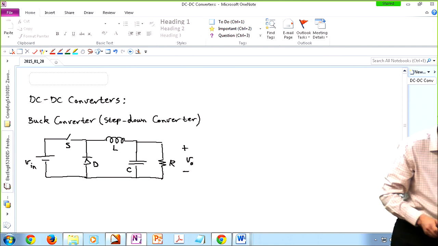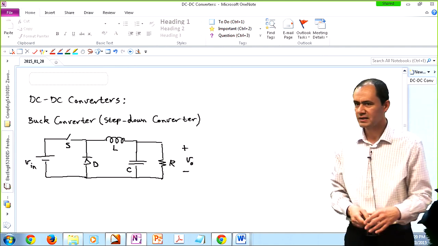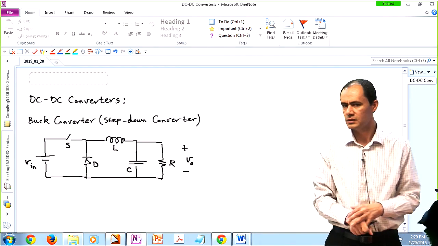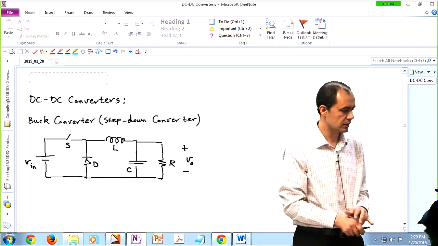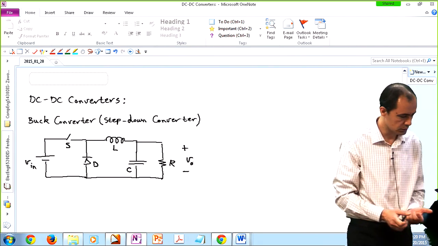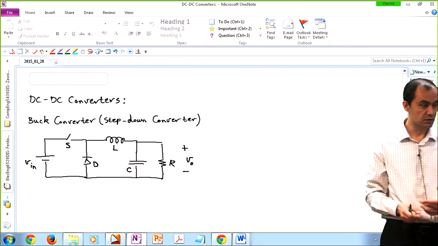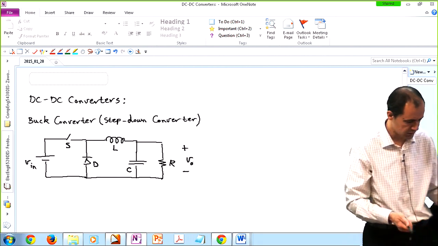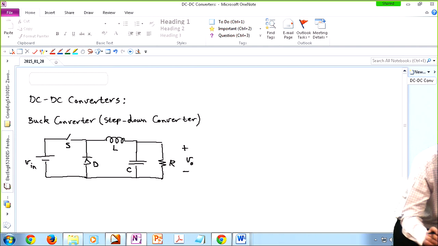And the output voltage. Now be careful about this letter D, because sometimes it is the name of a diode, sometimes it's the duty cycle that we are about to introduce, and sometimes it's representing differentiation. So there are lots of these in power electronics.